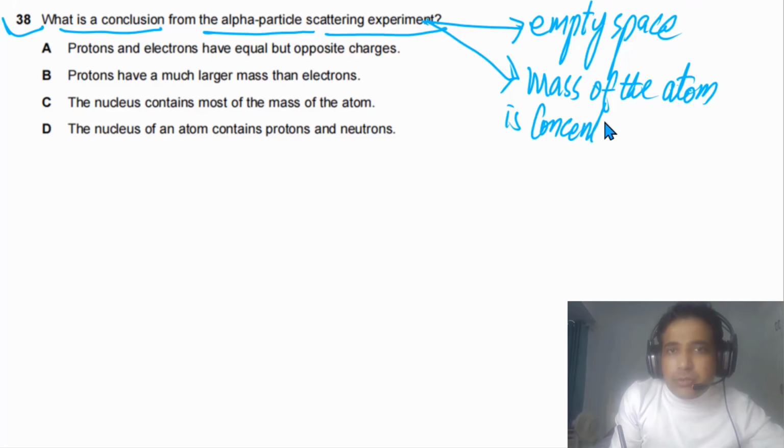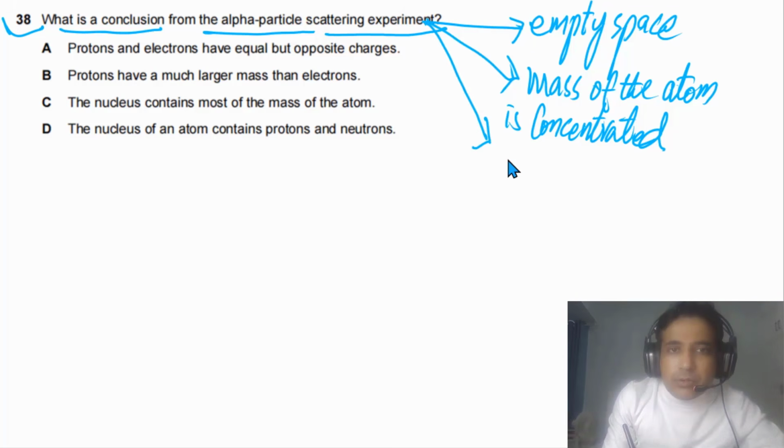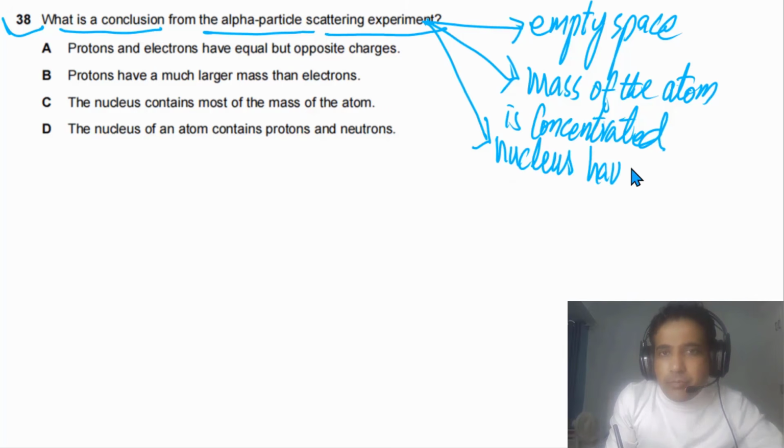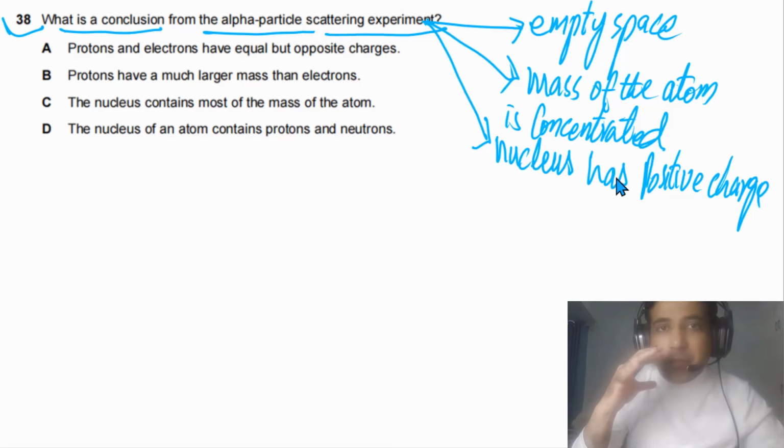So these points you need to understand about the alpha scattering experiment. And the nucleus is positively charged. We can also say the nucleus has positive charge. So these are the conclusions from the alpha scattering experiment.